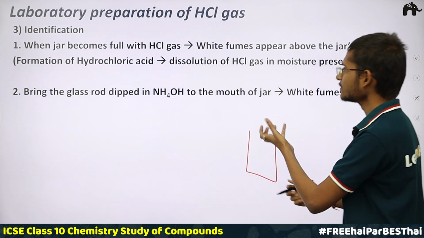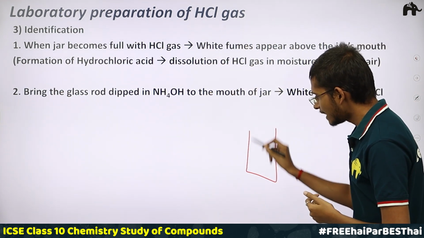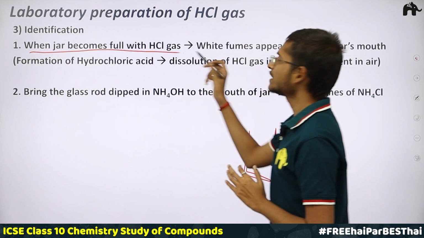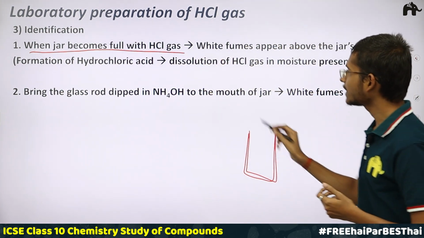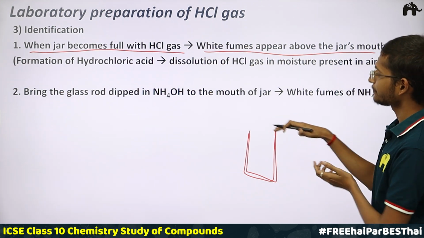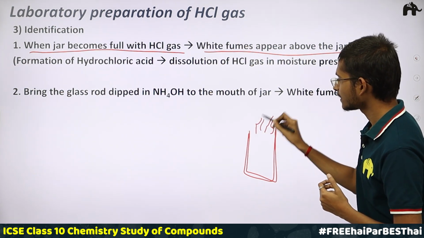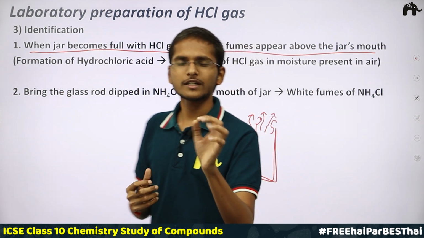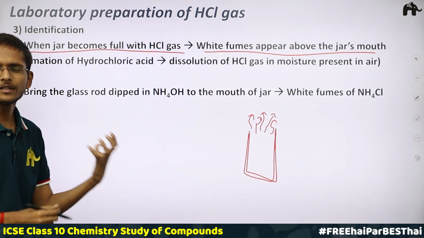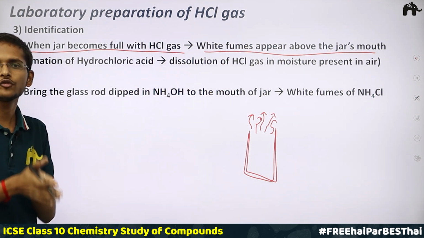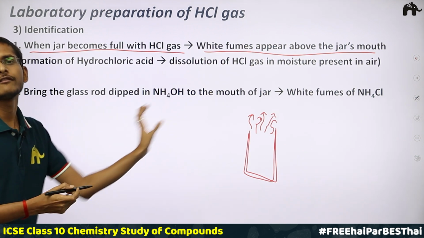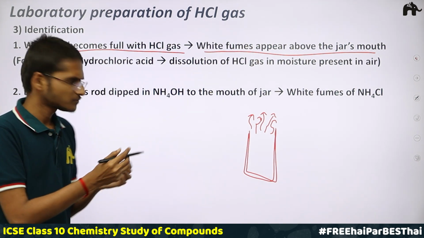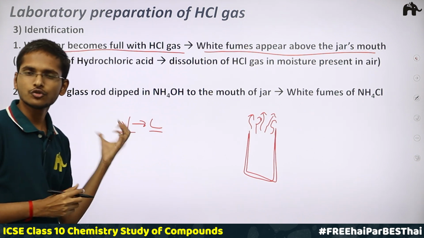For that purpose, I would just allow this glass jar to get full with HCl gas. So what happens when the jar becomes full with HCl gas? You would observe white fumes at the jar's mouth, white fumes like this. Now, why is this happening? What you have to understand is, what is actually a fume? A fume is obtained when there is condensation of vapor. You all know what condensation is: vapor is getting converted into liquid. So whenever vapor is getting converted into a liquid, you would observe a fume.